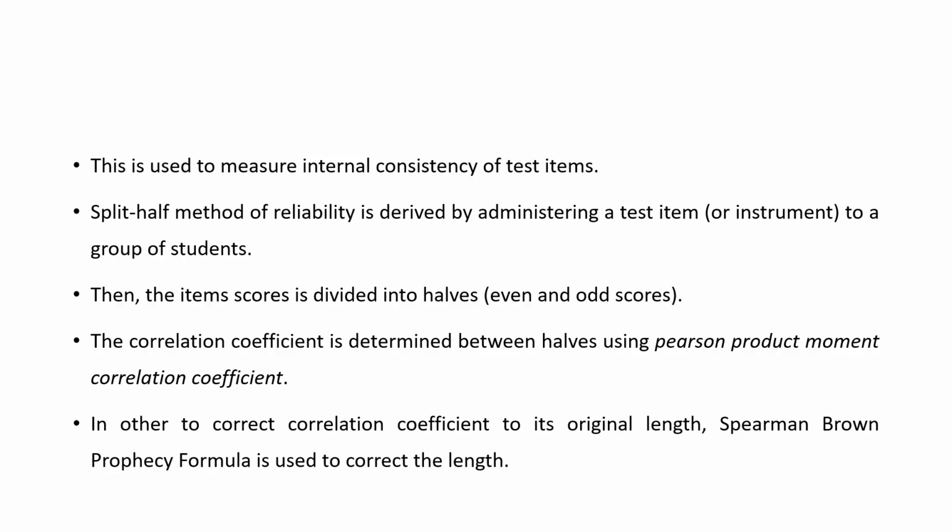Having done that, because we have divided it into two, there will be need to correct the correlation coefficient to its full length. The Spearman-Brown prophecy formula is used to correct the length. When that length is corrected, we will then have the full correlation coefficient that reflects the instrument. If the correlation coefficient is between 0.7 and 1, then we say that particular instrument has a very good internal consistency and can be used for the main study.